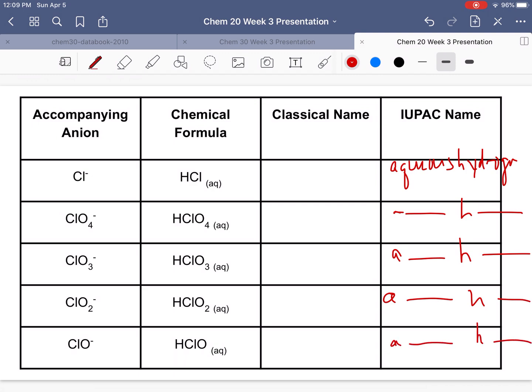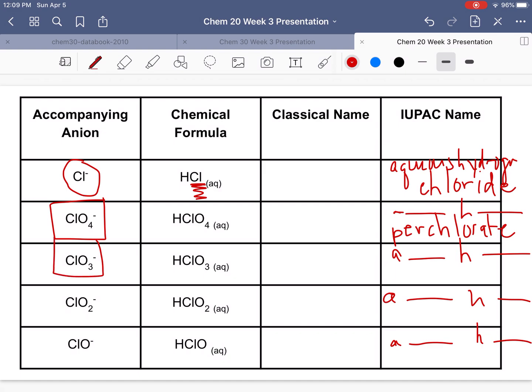Aqueous hydrogen something, aqueous hydrogen something. The something is always going to be the anion, right? And I pulled out the accompanying anion for each of these. You can see how it combines with hydrogen to make the actual acid. So aqueous hydrogen, and that's an anion by itself, a singular one, aqueous hydrogen chloride. Look at the next one. Aqueous hydrogen. This polyatomic ion is on your table. It is perchlorate. So we write it down exactly as it is. This is also on your table, hence it's a nice cheat. Aqueous hydrogen chlorate without the per.